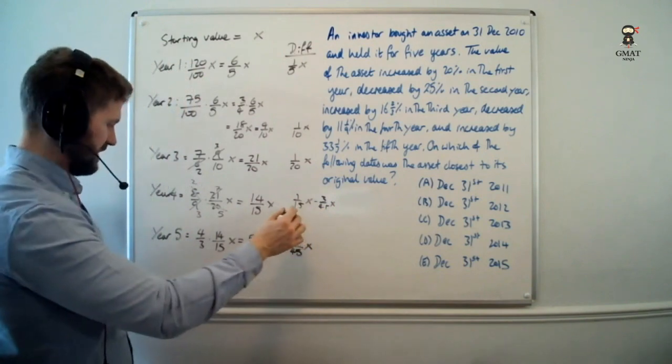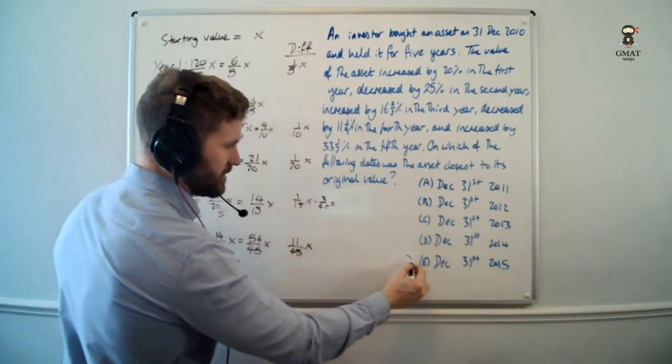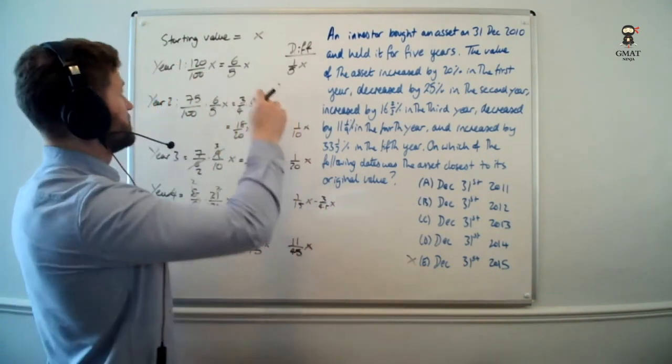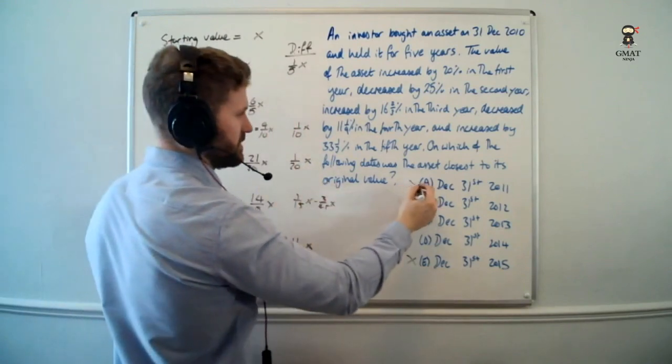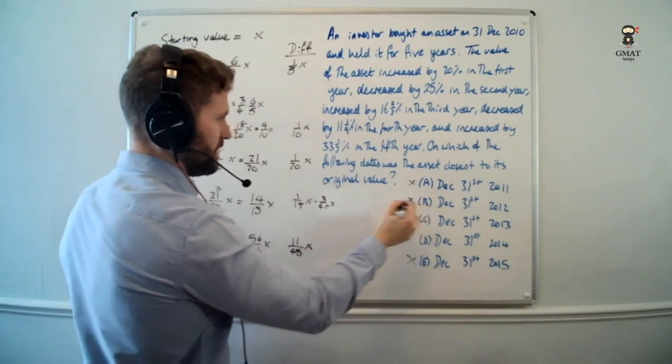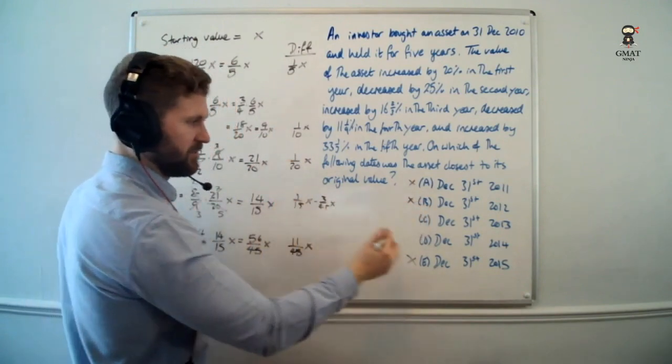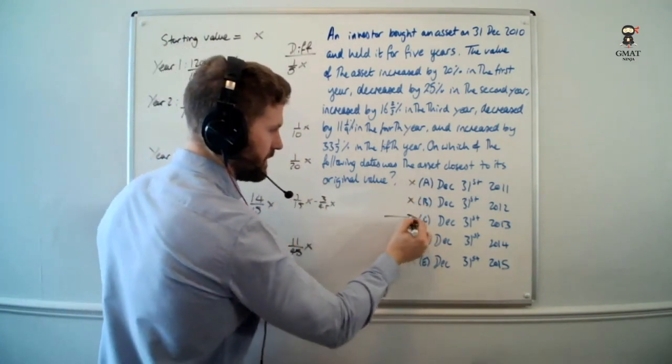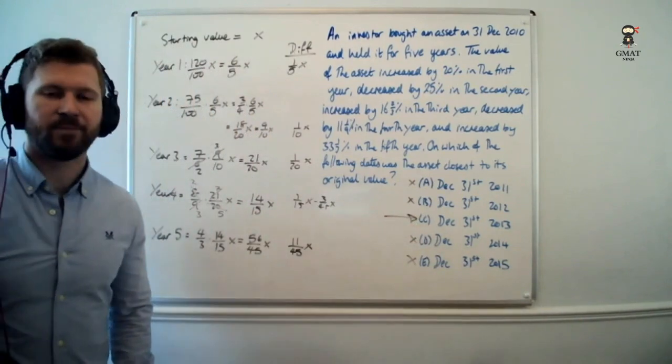So year 4 is definitely closer than year 5. So E is definitely not my answer. As we said, year 2 is closer than year 1, so A is not my answer. But 1/20th is closer than year 2, and 1/20th is closer than year 4. So in this one, the correct answer there is C.